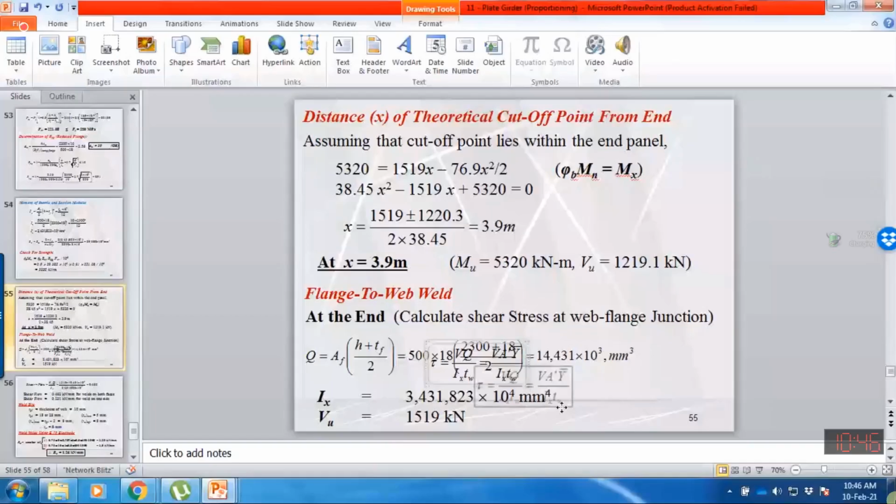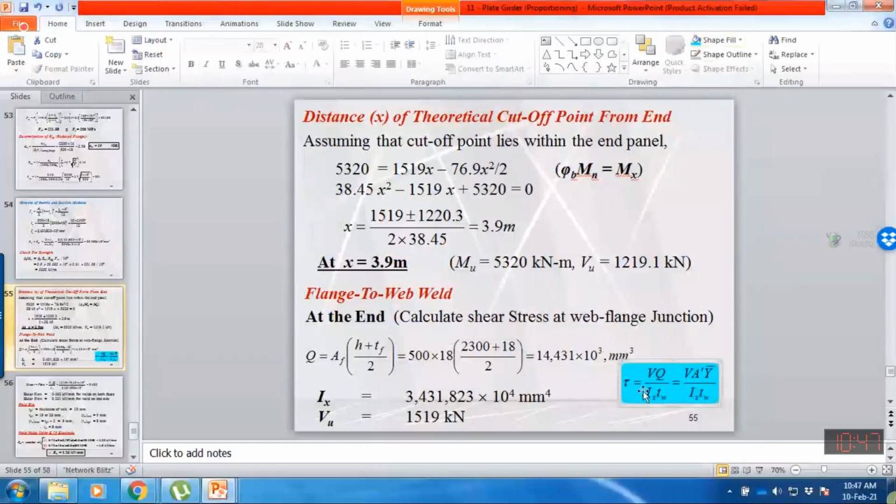So I'm just mentioning this formula over here. We are computing the Q value separately. For Q, we have the partial area of the flange only. So the area of the flange is 500 into 18, and the distance from the center of the flange to the neutral axis will be h by 2 plus tf by 2, the distance from the center of the flange to the neutral axis.